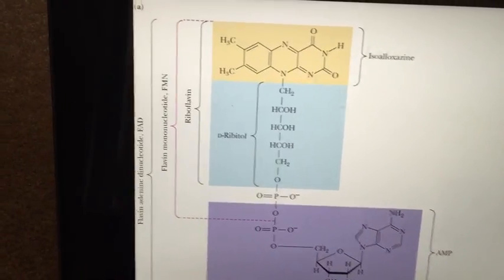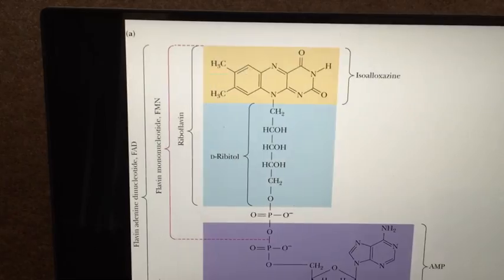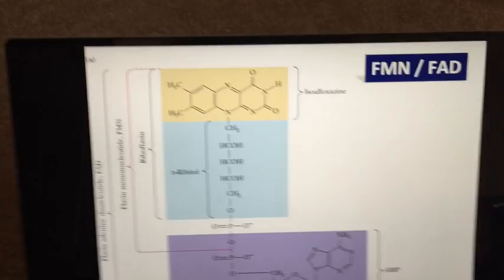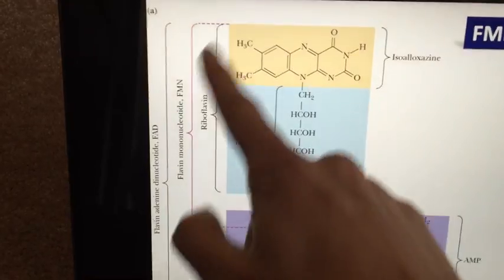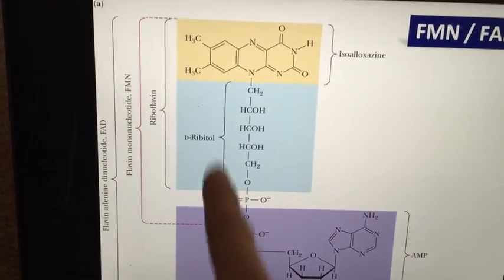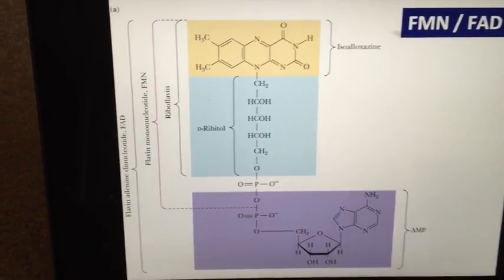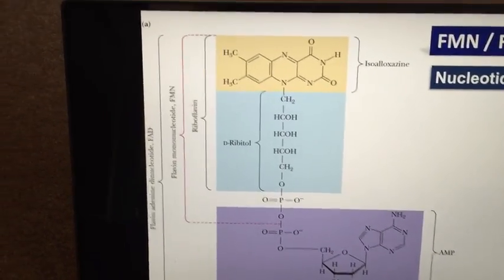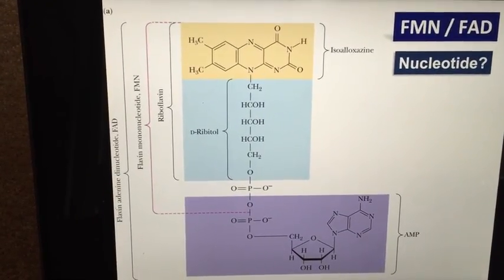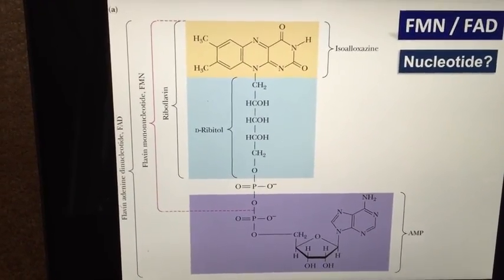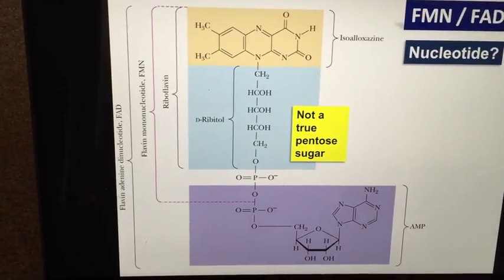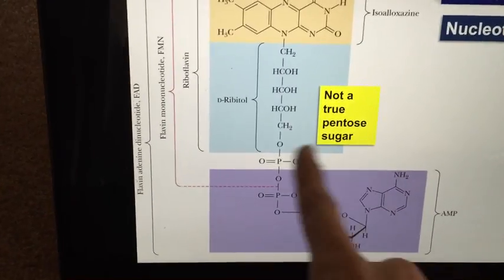Okay, so that over here was the structure of coenzyme A. This over here is the structure of FAD. So FMN is this portion here, flavine mononucleotide. FAD, flavine adenine dinucleotide, is the whole structure. So that's what that looks like. And although it's called flavine adenine dinucleotide or flavine mononucleotide, the question is, is it really a true nucleotide? To be a nucleotide, you need to have the following.